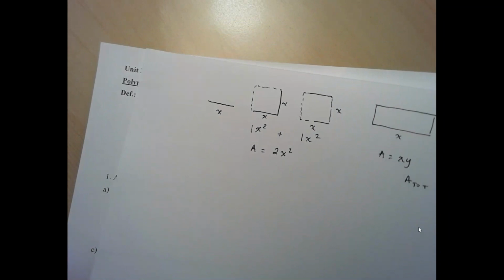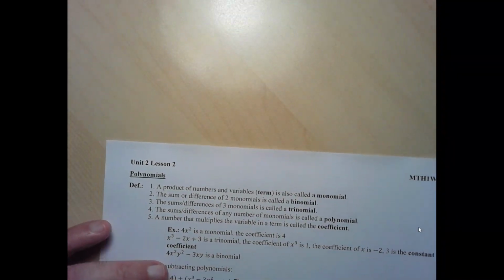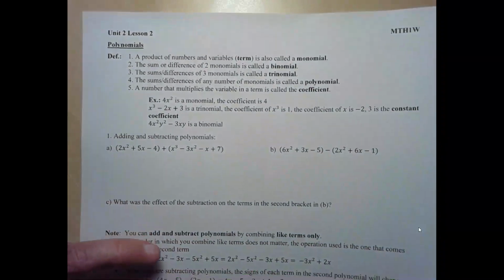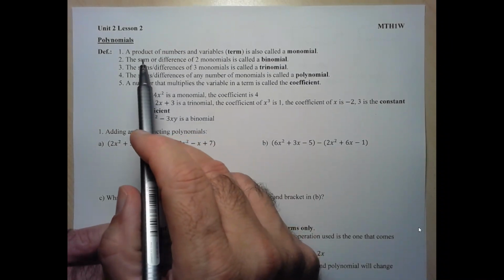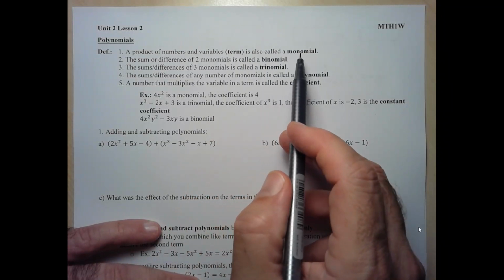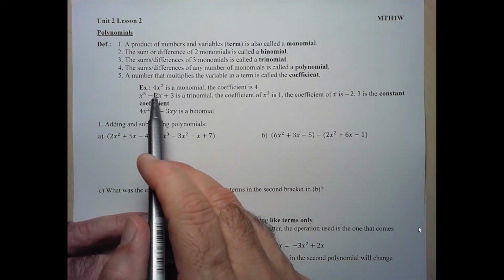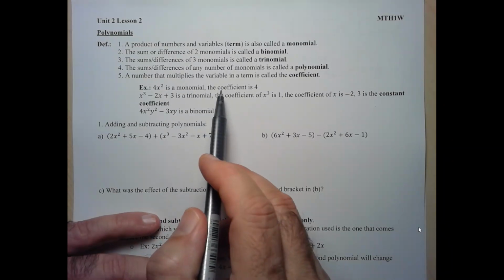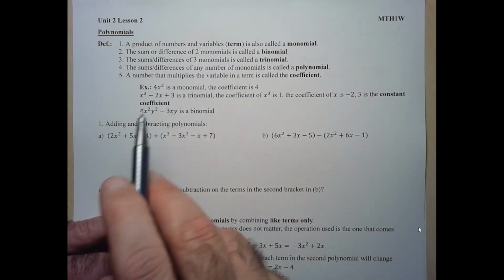Okay? And we can bring together multiple terms, and this is where we're going to define some new terminology. The catch-all phrase for these things is polynomials. Now, poly is the word for many, nomials for numbers, so you've got many of these things. Here we have that a product of numbers and variables, what we called a term, is also called a monomial. If you look at the example, 4x squared is a single term, hence it's a monomial. And of course the coefficient, the number that multiplies the variables, is the coefficient.